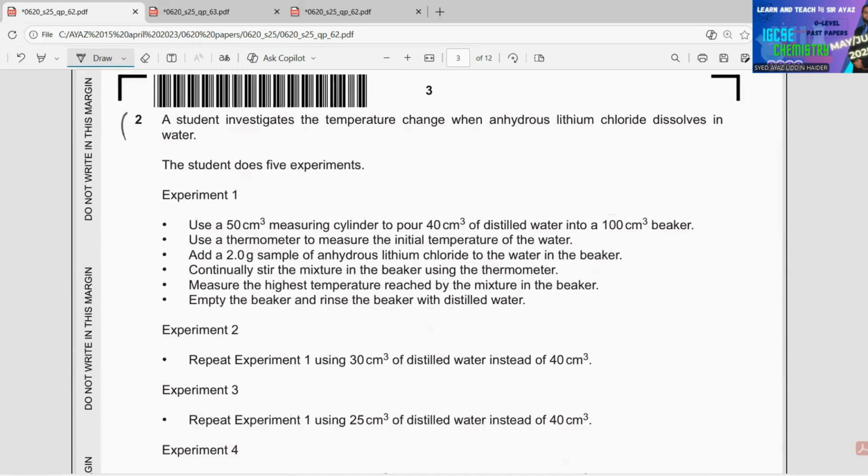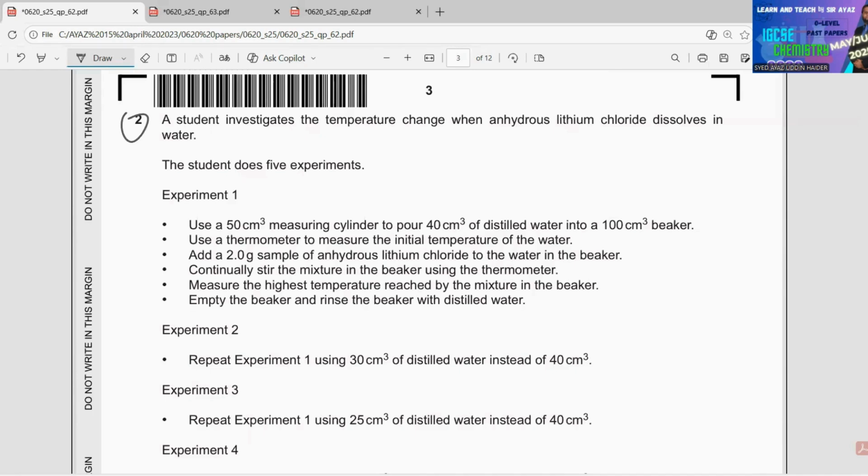Moving to the next question. A student investigates the temperature change when anhydrous lithium chloride dissolves in water. The student does 5 experiments. Experiment 1. Use a 50 cm³ measuring cylinder to pour 40 cm³ of distilled water into a 100 cm³ beaker. Use a thermometer to measure the initial temperature of the water. Add a 2 gram sample of anhydrous lithium chloride to the water in the beaker.